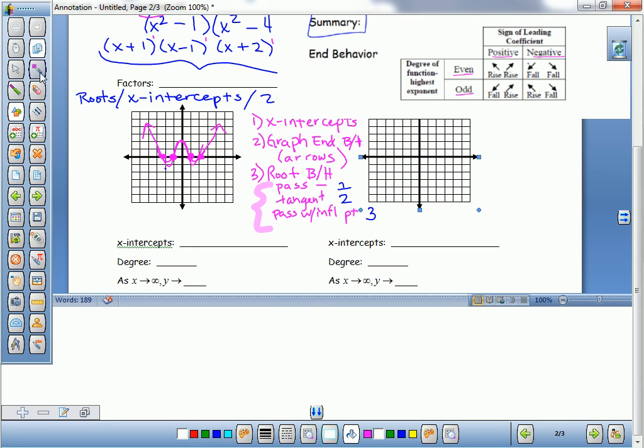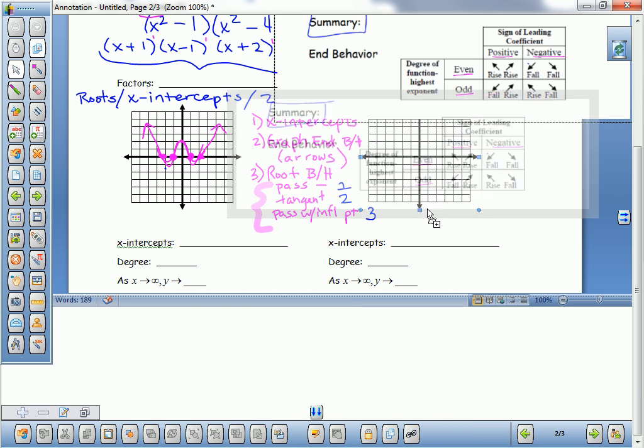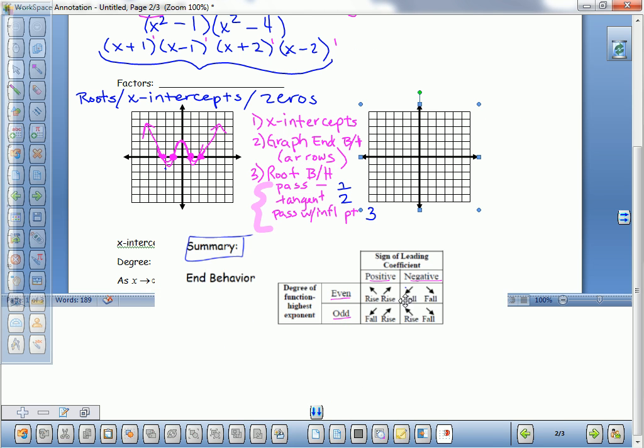Let's see. I don't think it's gonna let me move it down here. But I'm gonna try. How do you know if it's even or odd?